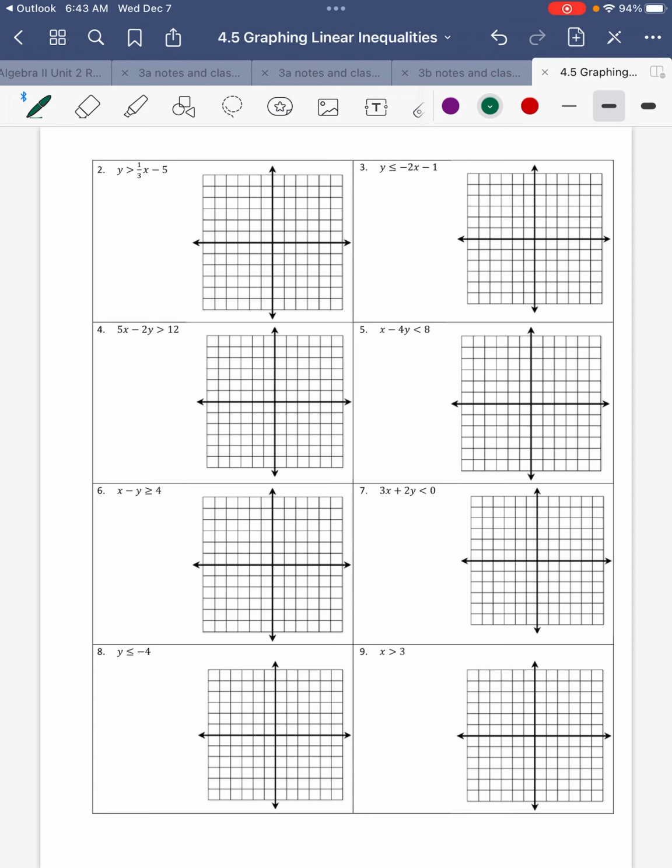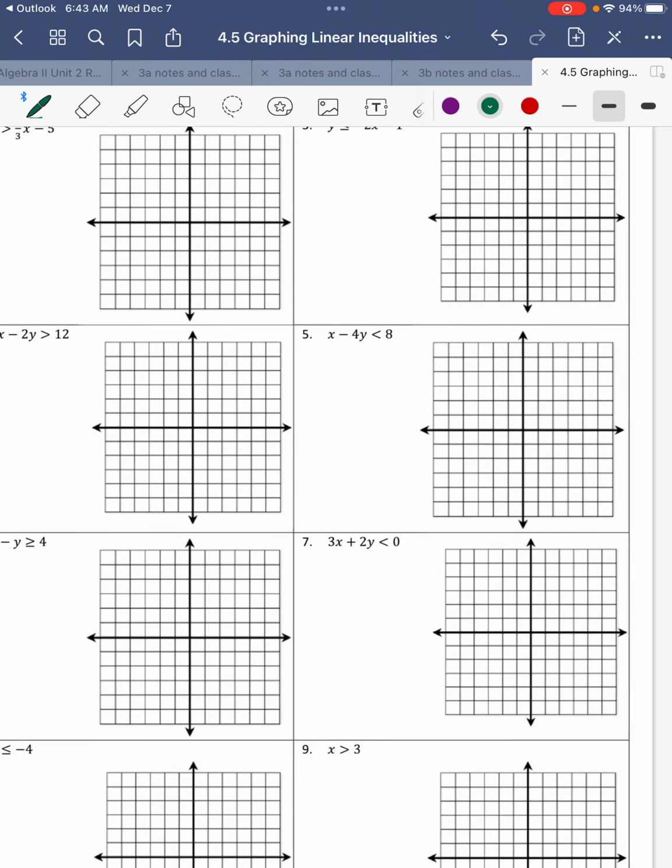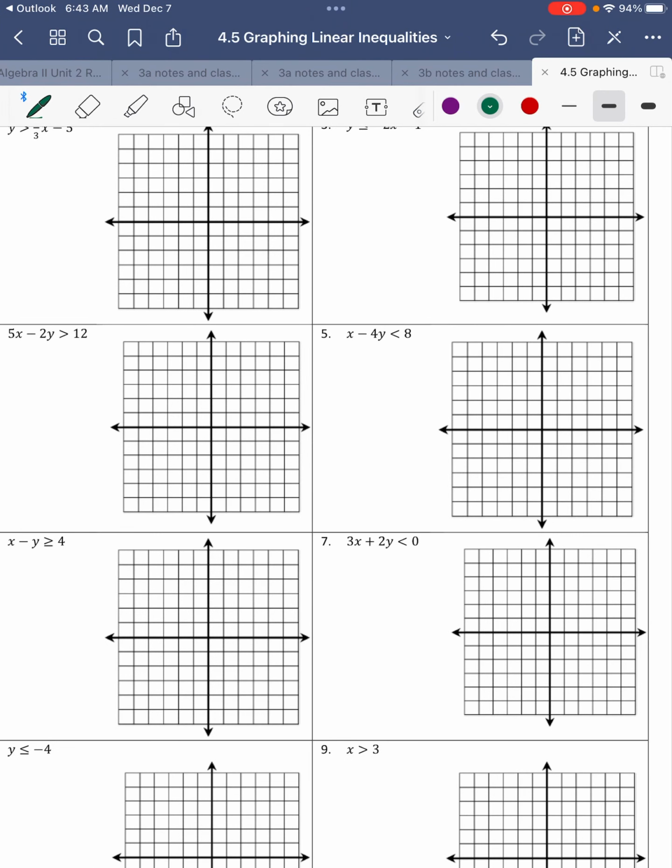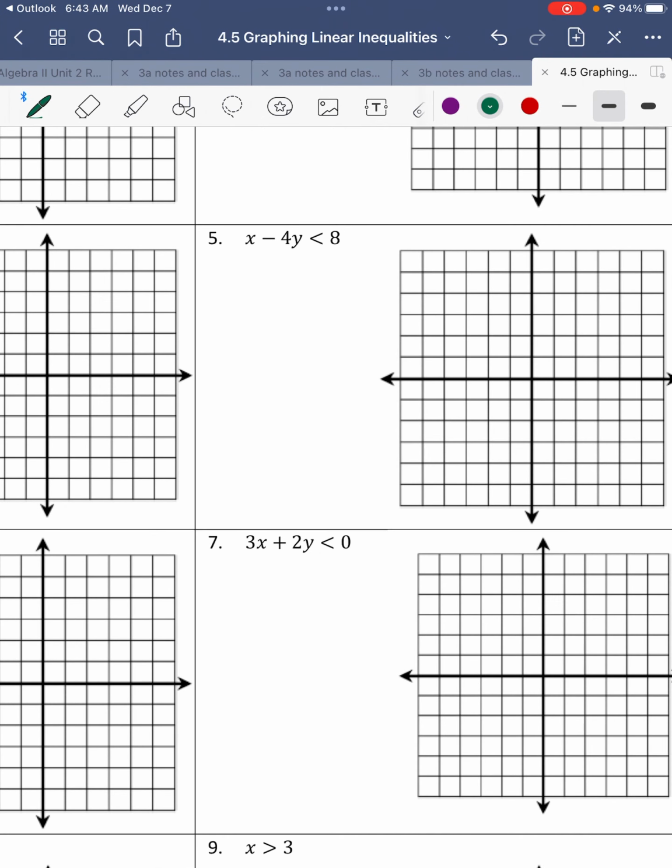All right, I'm going to do a couple more problems here. I will choose number, let's see here. I'm going to do number 5 for you, and we'll do the rest in class. So number 5, I need to first get y by itself. So it's a positive x, so I'm going to subtract x. Negative 4y less than a negative x. 8's positive, so plus 8.